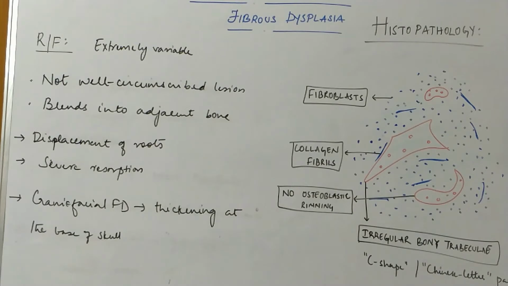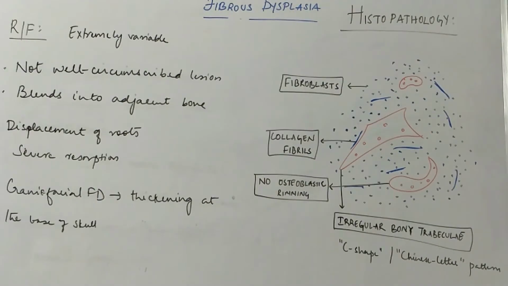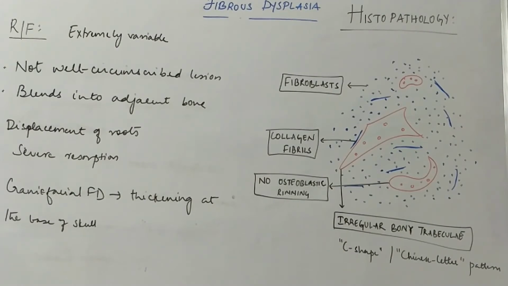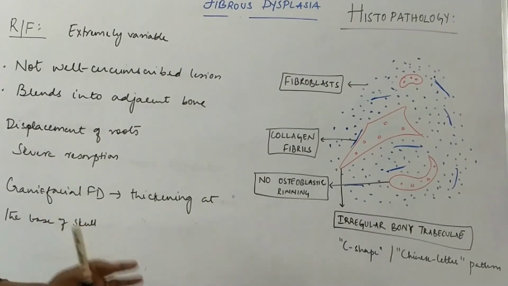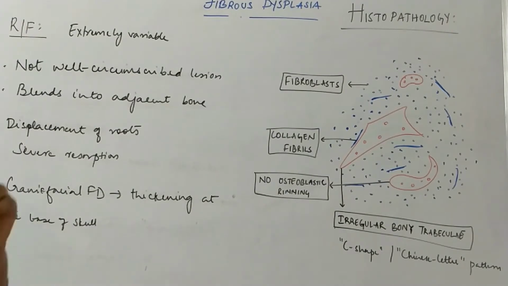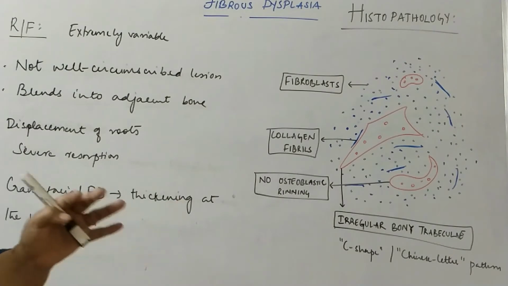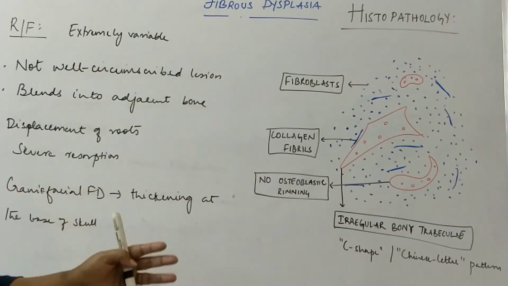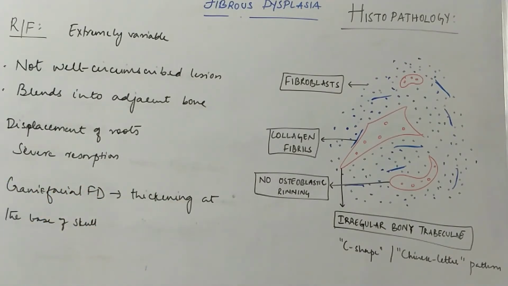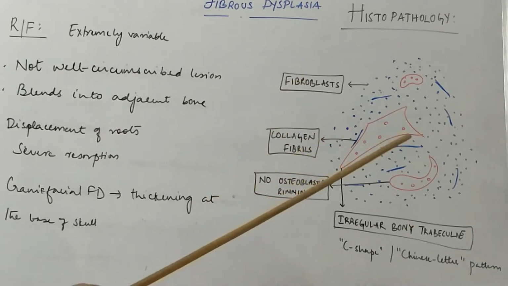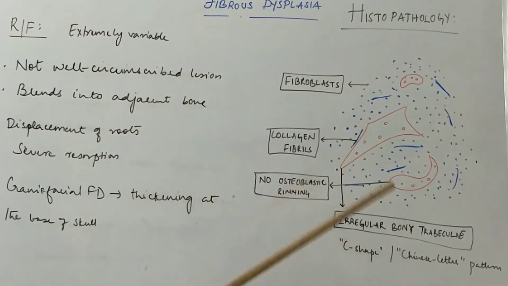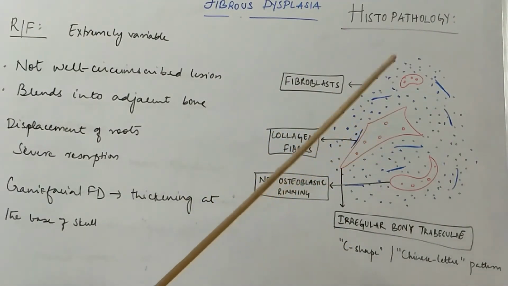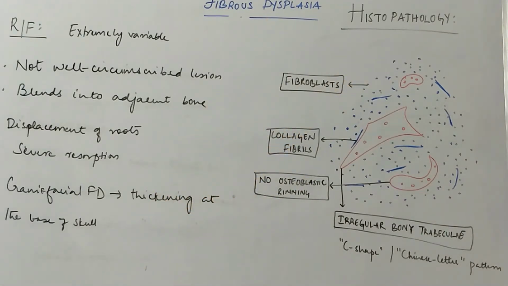Moving on to the histopathology. Fibrous dysplasia is a fibro-osseous lesion. So always remember, in histopathology you will see two main parts, the fibrous part and the osseous part. Let us discuss it separately. If you appreciate the picture here, let us concentrate on the fibrous part first.